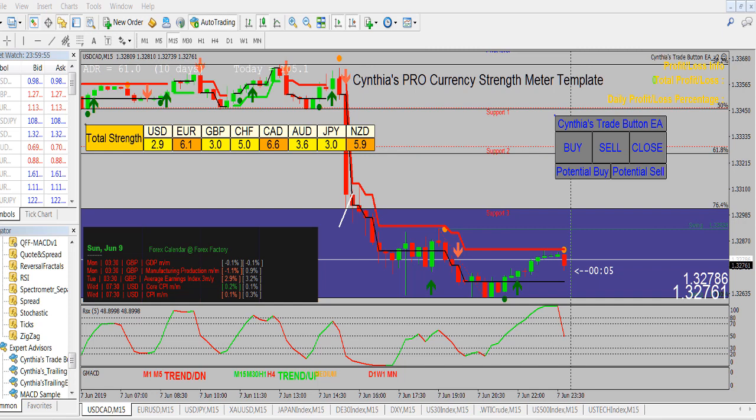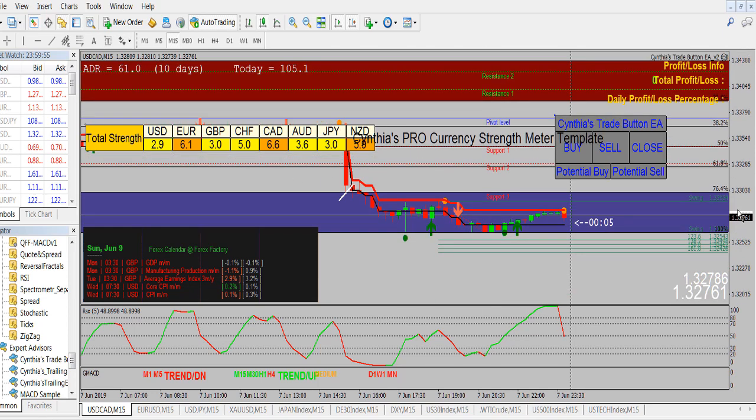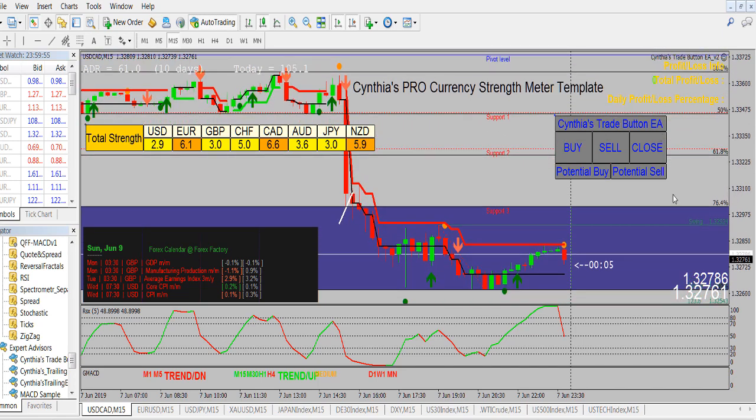I'm bringing you a short introductory video to my new trade button trade management trading tool for the MT4 platform. In this video I'm going to introduce you to my trade button and the special features, and also my currency strength meter, because I have a pro currency strength meter template that you can purchase for a reduced price and receive the trade button and the currency strength meter and the various indicators in this trading template for the MT4 trading platform.